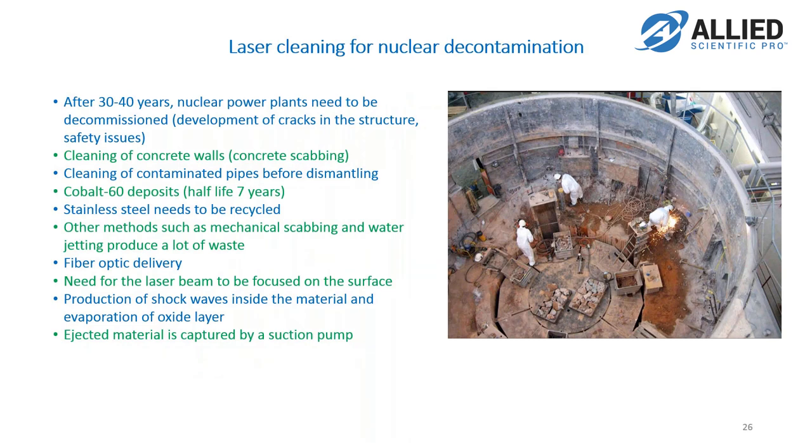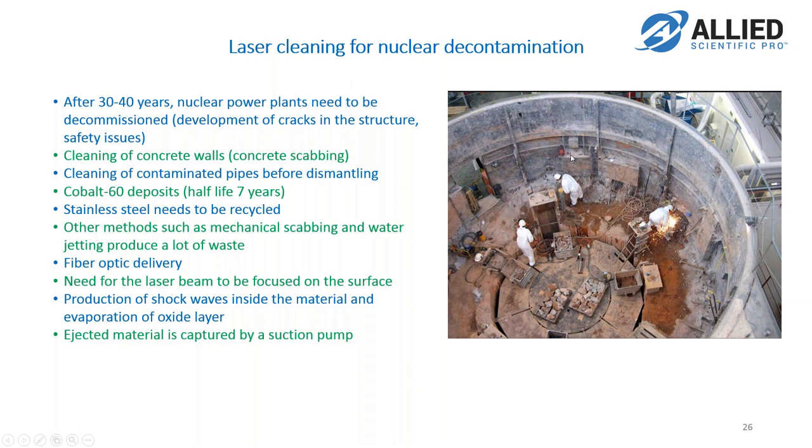Here in Ontario, we generate 60% of our electricity using nuclear power plants. We don't use any coal at all in Ontario. So it is quite important to get rid of these nuclear power plants after a few years for safety reasons. So you need to decommission these nuclear power plants. And here is one example where workers are decommissioning a nuclear power plant.